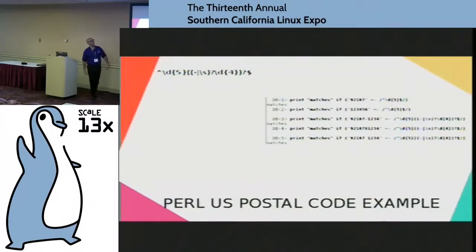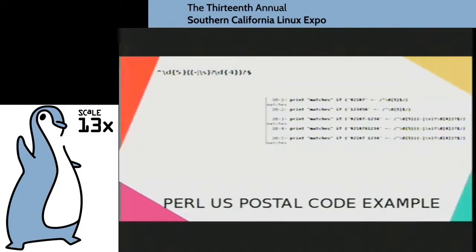So we might have something like this: caret backslash D, curly brace 5, parenthesis, hyphen, slash, backslash S, parenthesis, question mark, backslash D, curly brace 4, parenthesis, question mark, dollar sign. Already probably people are going, whoa, I can't do that. It's really not that hard. You just parse it left to right, and when you come into those parentheses, realize that that's going to be a group. Well, let's tear this thing apart.